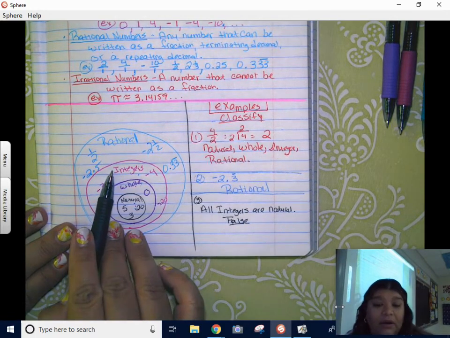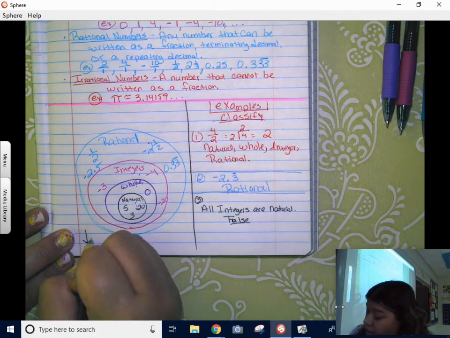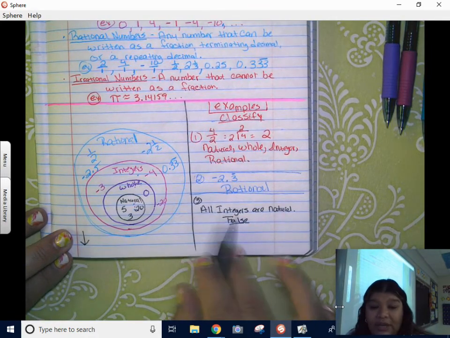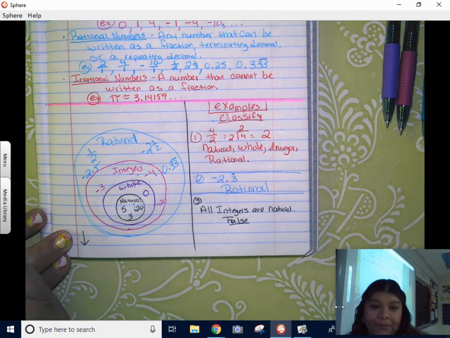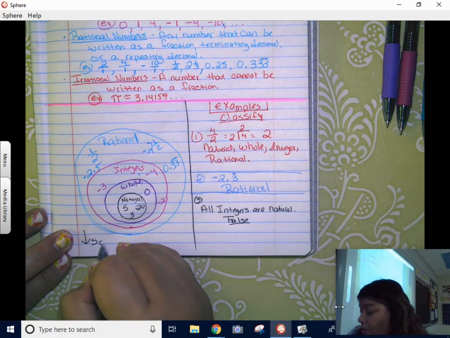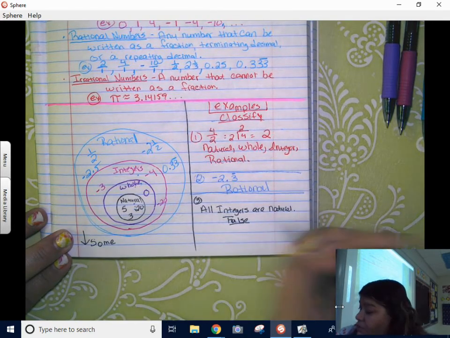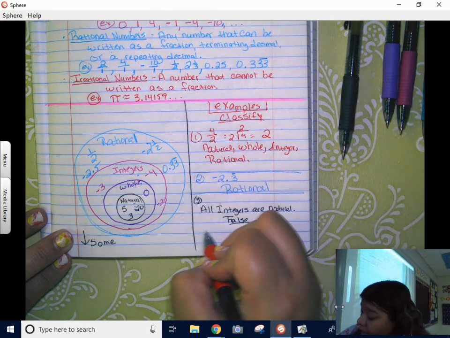I cannot say all integers are natural. I'm going in. So when you go in, what can I change here to make it a true statement? What did I say when you go from big to small? We can use the word some, okay? So if I want to make this a true statement, I can change this.